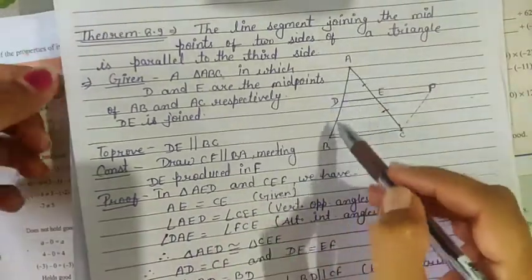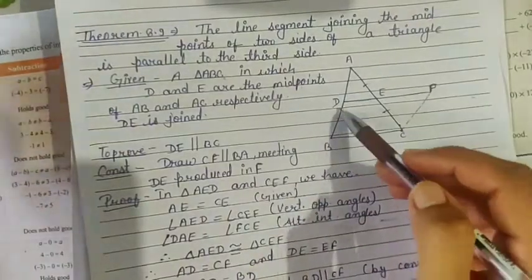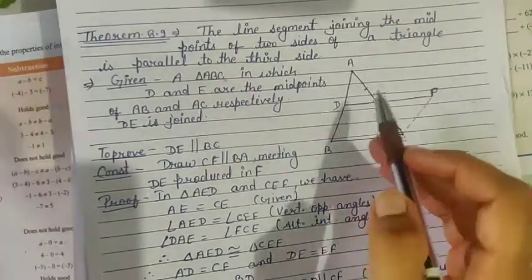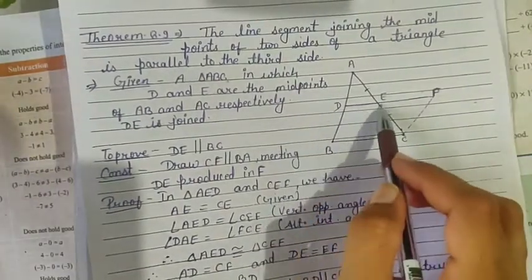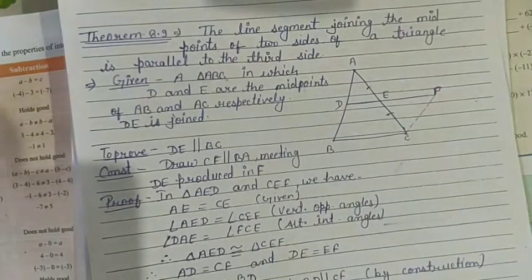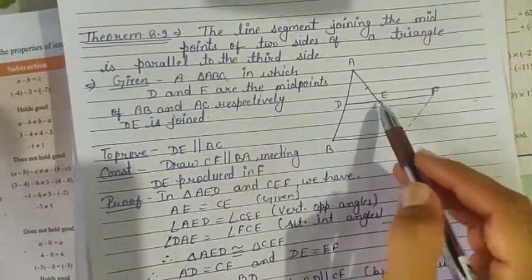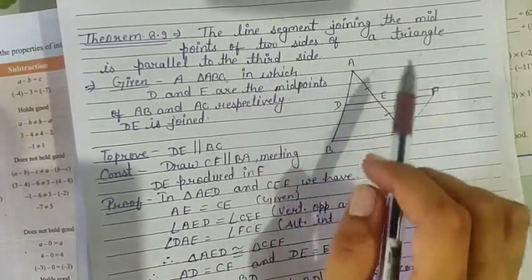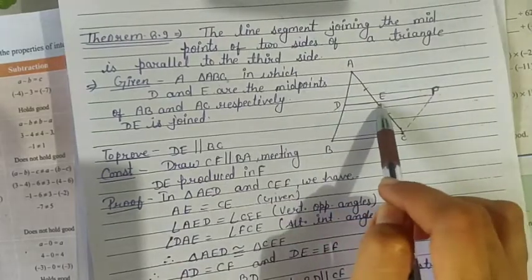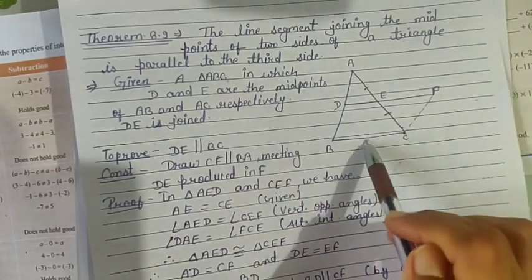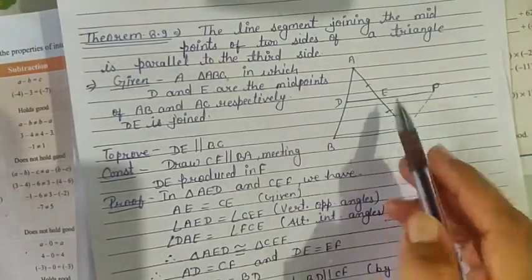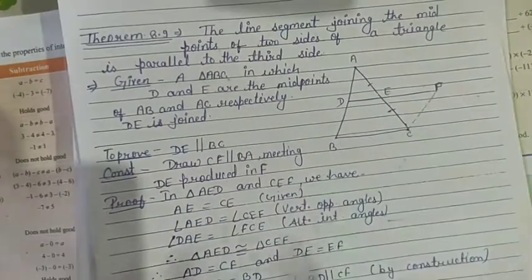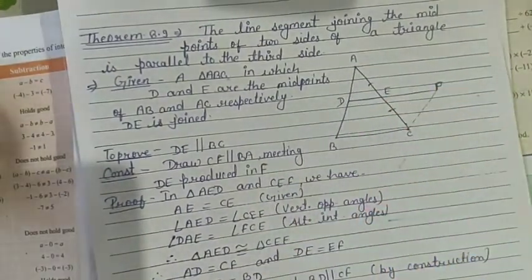Students, it means this is a triangle ABC and midpoint of AB is D and midpoint of AC is E. And the line segment joining the midpoints of these two sides is DE, and we have to prove that DE is parallel to BC. Means this is given that the line segment joining the midpoints of two sides of a triangle is parallel to the third side. We have to prove that DE is parallel to BC, and D and E are midpoints of side AB and AC respectively.